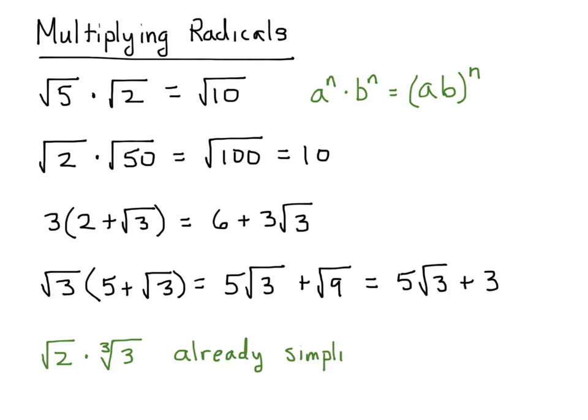Okay, so I want to emphasize that this is only for roots that have the same index. So the square root of 2 times the cube root of 3 is already simplified. There's no real helpful operation that you have there. That's done, just the way it is.